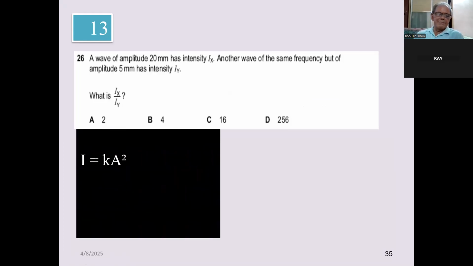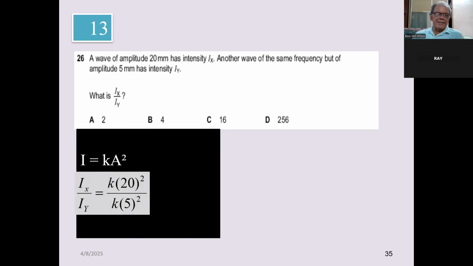This is the formula. I is k A squared. My x is 20 squared. k 20 squared. y is 5. As long as you use the same unit, all right. No need to change it to meter. Then cancel 5 and 20. Then it becomes 4. 4 squared is 16.